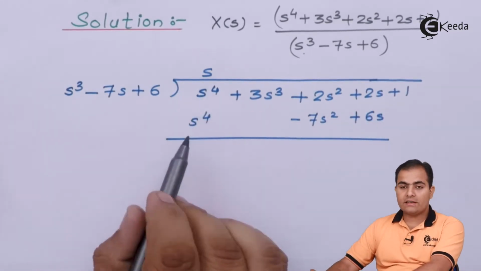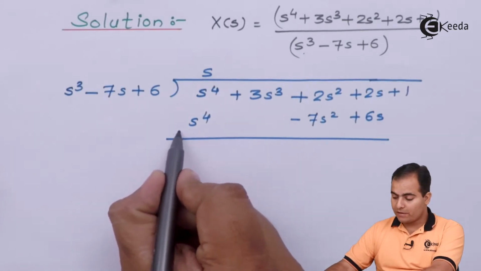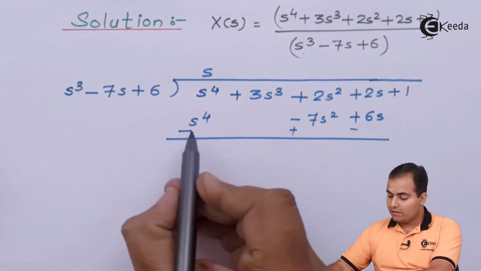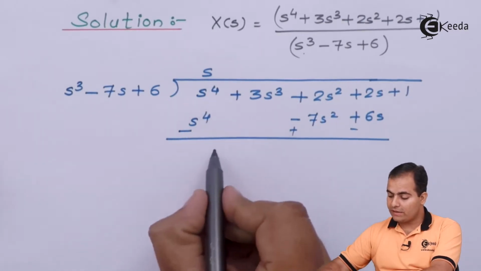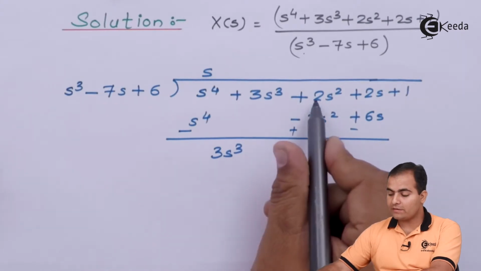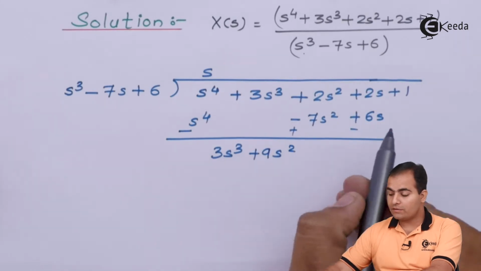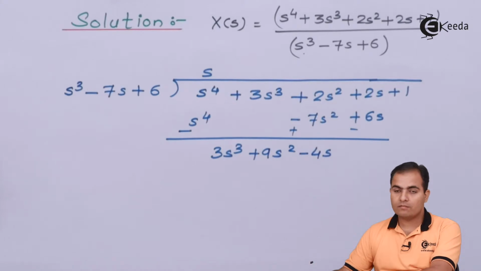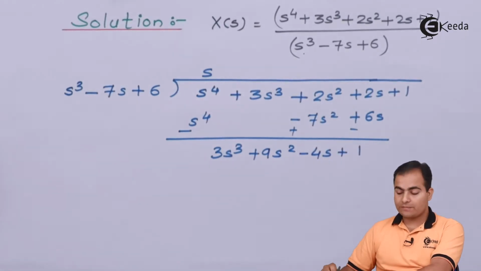Of course, if you want to cancel s to the power 4, what will you do? We'll change the sign of the lower part, so this sign will be minus, this sign will be plus, and the next one is minus. Now as the signs are changed, these two terms will get cancelled. What will be there? The 3s cube, then the plus sign changes to minus, so 7 plus 2 is 9s square, and the last one, minus 6s plus 2s, the answer is minus 4s, and then plus 1.